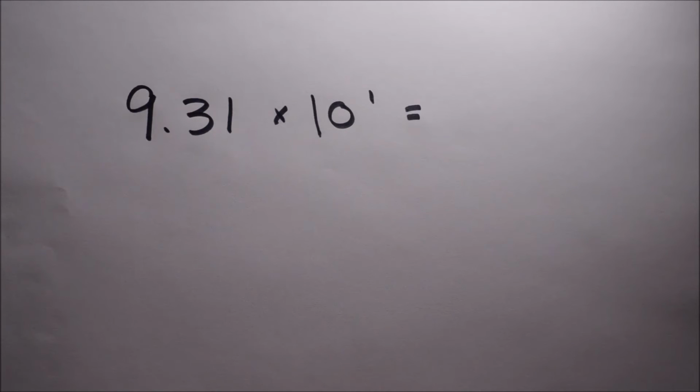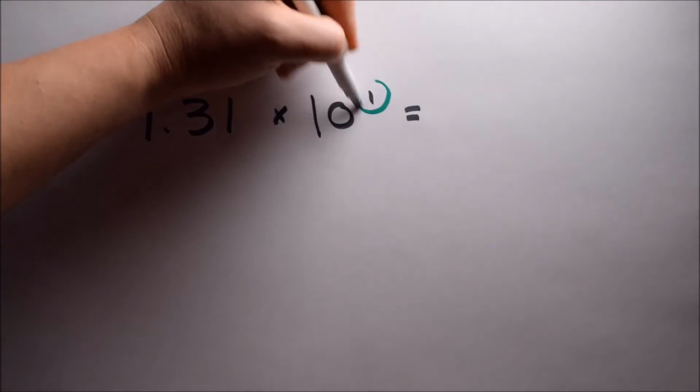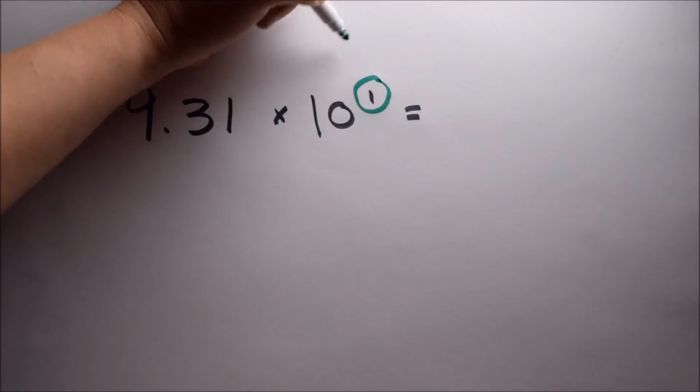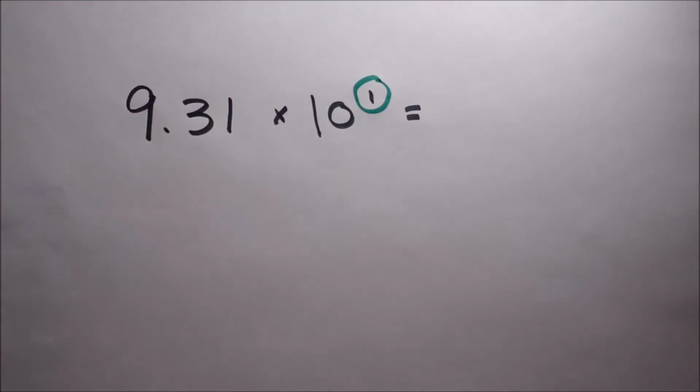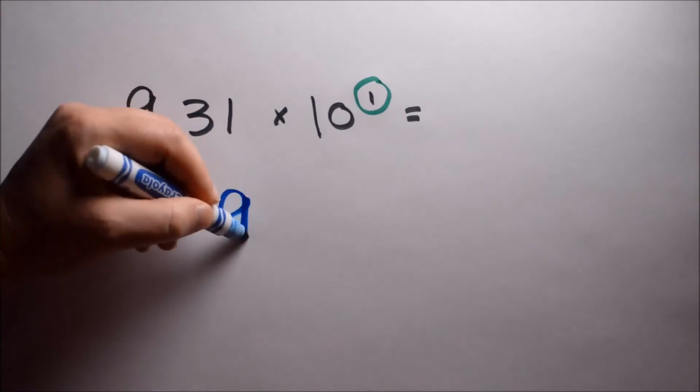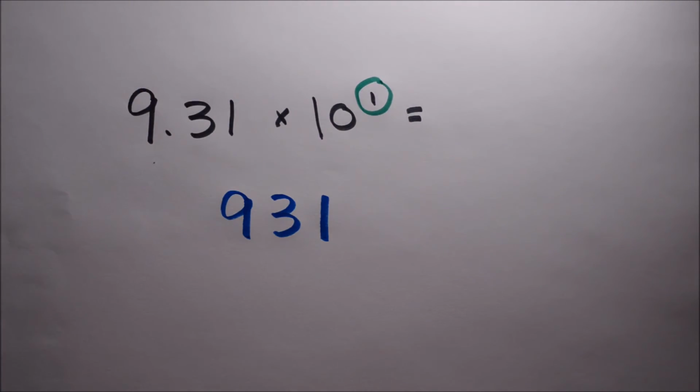Now how about this one, 9.31 times 10 to the first power? Well, this one is crazy because what is times 10 to the first power? Well, that's just the same as multiplying by 10. So now I have 9.31. I'm going to expand my coefficient here. And where do I need to put that decimal? Well, I just need to put it one place over, one place bigger from what it was.